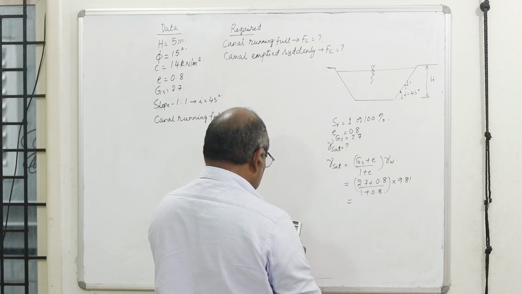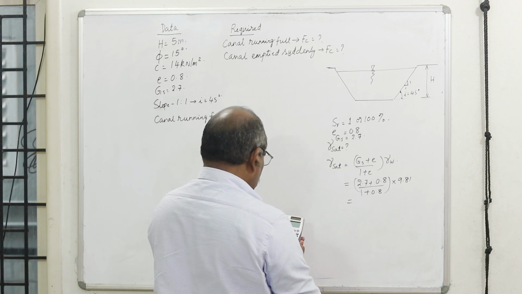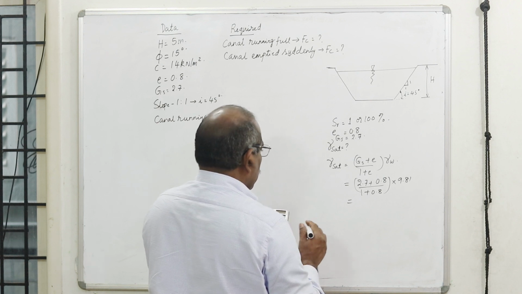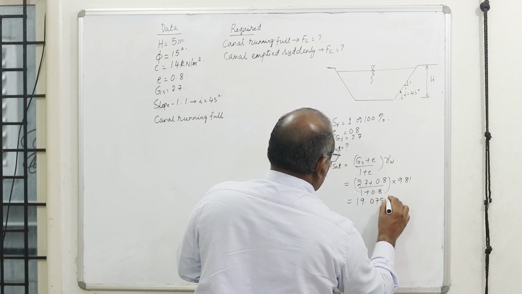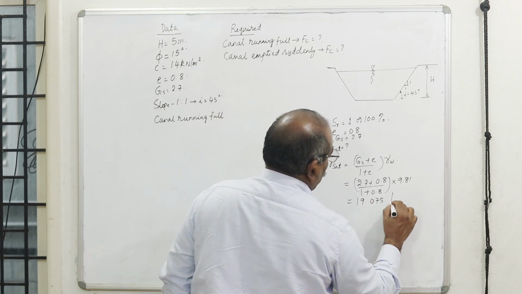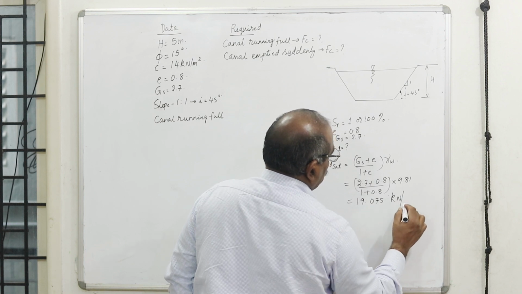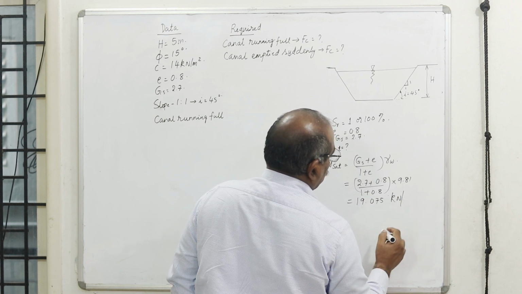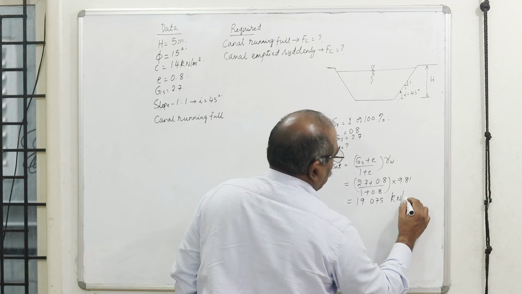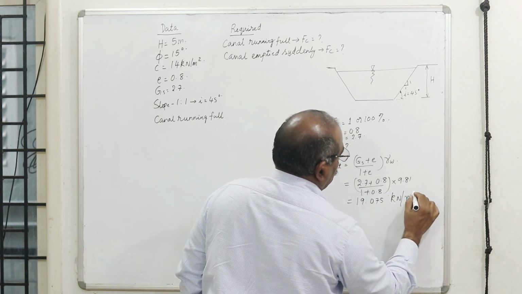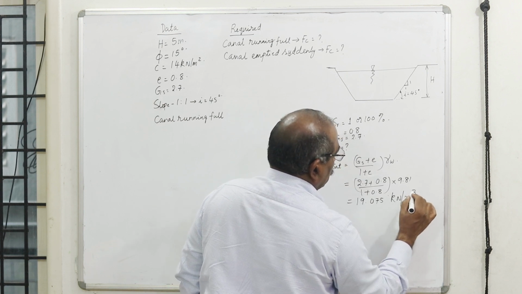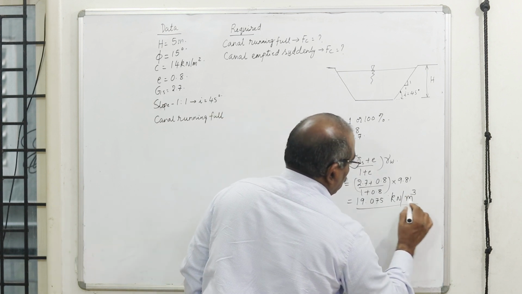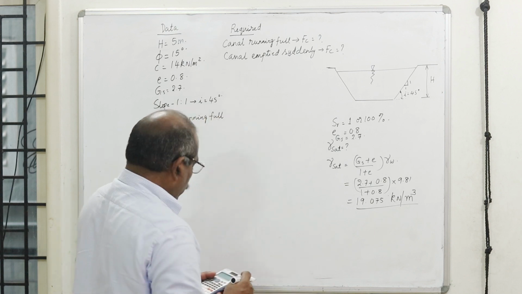(2.7) plus 0.8 divided by 1.8 into 9.81. I get 19.075. What is my unit? Kilonewton per... Usually in the class, I ask the students, okay, now what is the unit? It is kilonewton per meter square or meter cube? Meter cube. Okay, now kilonewton per meter square is the unit for pressure.